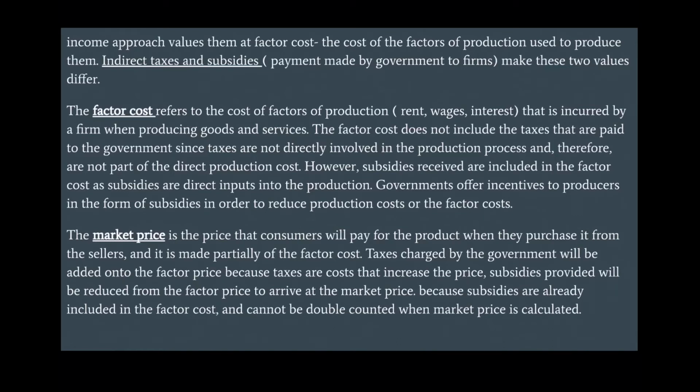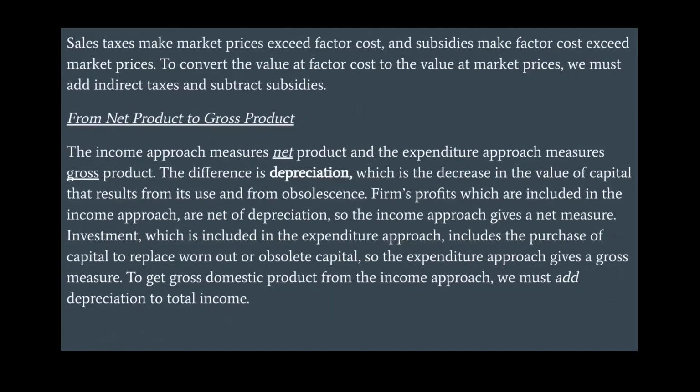The market price is the price that consumers will pay for the product when they purchase it from the seller, and it is made partially of the factor cost. Taxes charged by the government will be added onto the factor price because taxes are costs that increase the price. Subsidies provided will be reduced from the factor price to arrive at the market price because subsidies are already included in the factor cost and cannot be double counted when market price is calculated. Sales tax makes market prices exceed factor cost, and subsidies make factor cost exceed market prices.